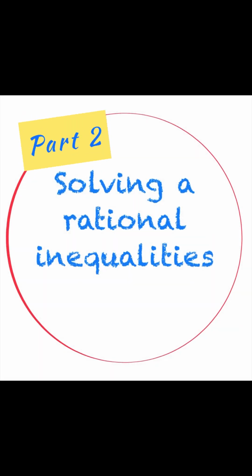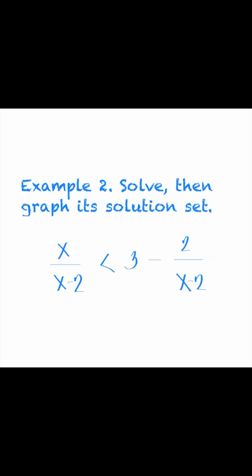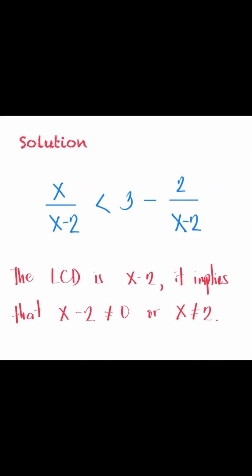For today's video, let's have solving rational inequalities. Now, let's have example number 2. Solve the rational inequality, then graph its solution set. The rational inequality is x over x minus 2 is less than 3 minus 2 over x minus 2. Solution.